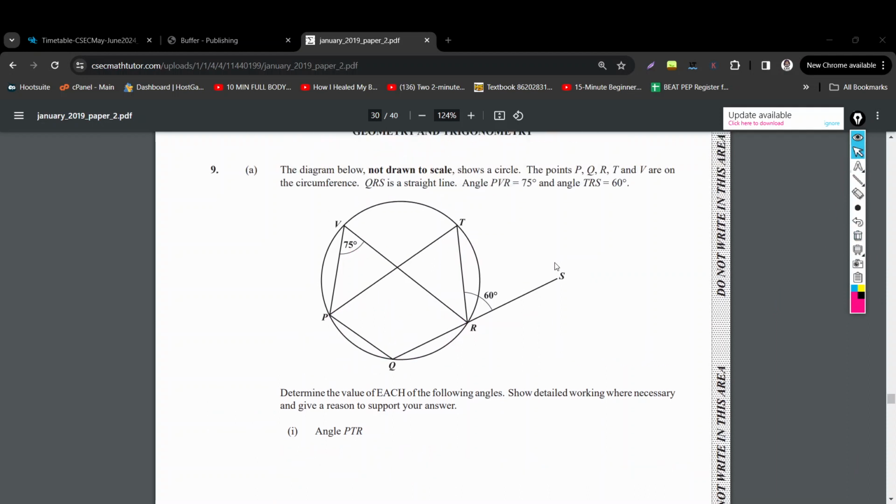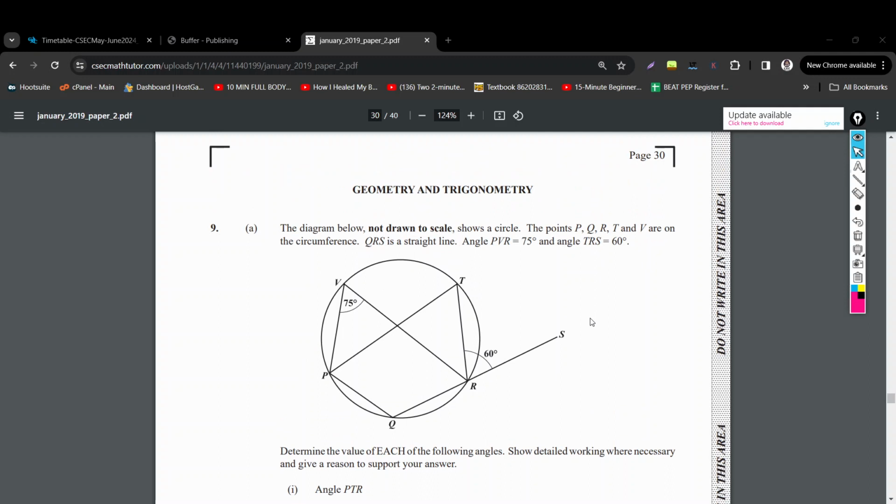Remember, circle theorem is a topic where you're not going to understand it unless you know the rules. There are 7 rules. I have them on my YouTube channel and I'm going to share a video. Please learn the 7 rules first and then you can try these questions.